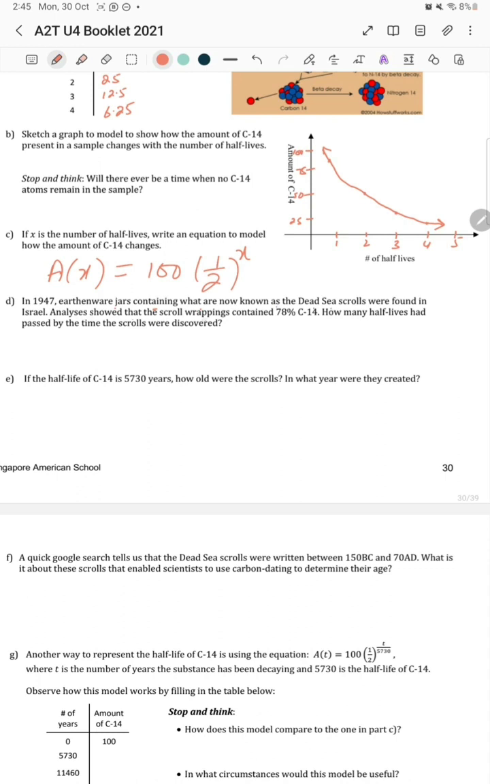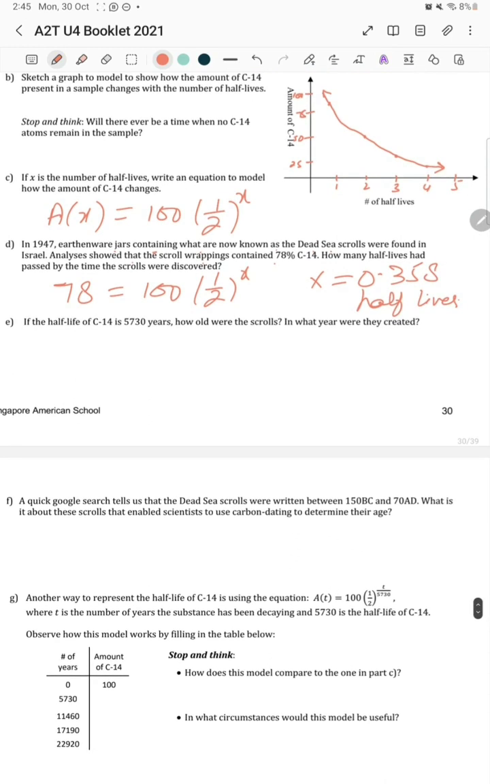Analysis showed that the scroll wrappings contained 78% of carbon-14. How many half-lives had passed by the time the scrolls were discovered? So 78 is equal to 100 times (1/2)^x, and x is going to equal 0.358 half-lives. If the half-life of carbon-14 is 5730 years, how old were the scrolls?